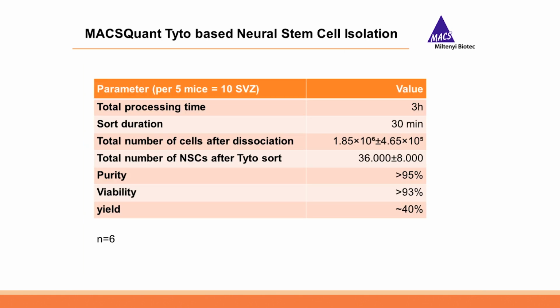fraction. On this slide, we see the summary of the different parameters for the procedure. We have a total processing time of 3 hours when we prepare the SVZ of 5 mice. The sort duration is 30 minutes. The total cell number after dissociation is around 2 million. We can sort around 36,000 cells from the SVZ of 5 mice with a purity of over 95% and a viability of 93%. The yield of the cells is around 40%.